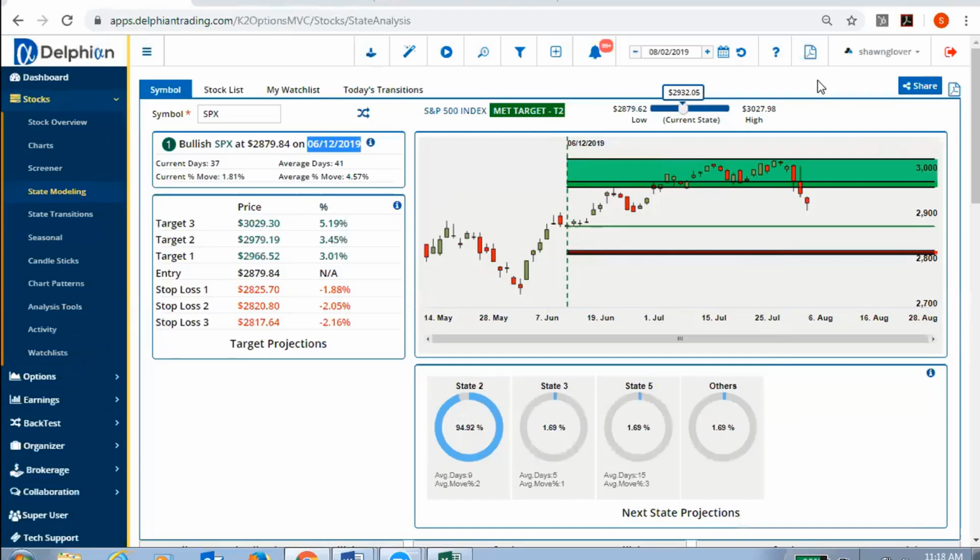And to Josh's point too, you can see when it went into state one, the average days is 41 and 4.57. Since it's in state one now, the average days are less, and the percentage should be a little bit the same based on that. But next time it goes into state one, these numbers should adjust a little bit based on what happened previously. So it kind of takes in those averages. Is that a correct assumption? Correct.